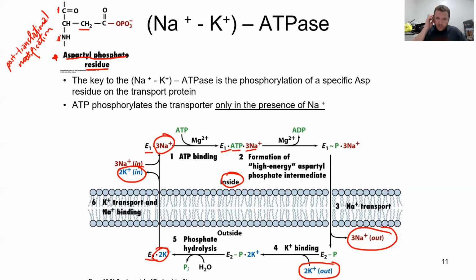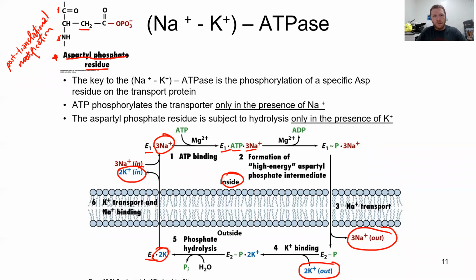So ATP phosphorylates our protein only in the presence of the potassium, the sodium, and the aspartate phosphate residue is then hydrolyzed only in the presence of potassium. So ATP hydrolysis, the enzyme's dephosphorylation takes place only in the presence of potassium. The ATP transfer of a phosphate to our enzyme occurs only in the presence of sodium.